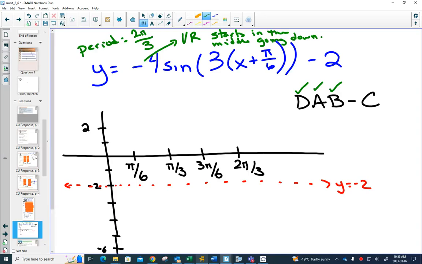So for our dash, we need to start in the middle. There we go. Going down because of the vertical reflection. So we'll go down, next taking mark to our minimum, then back to the middle, then to our maximum, then back to our middle. And here is our graph without the phase shift. So that is the dash. The dash is a little bit more complicated this time because of that negative.